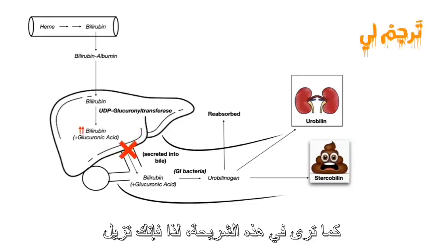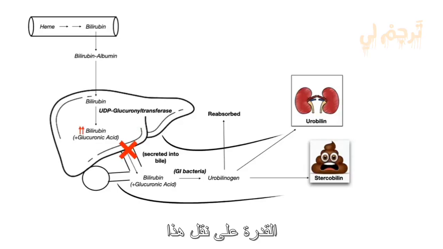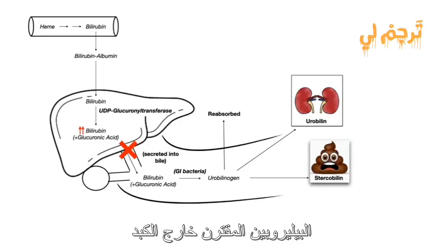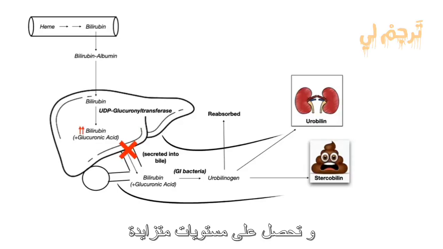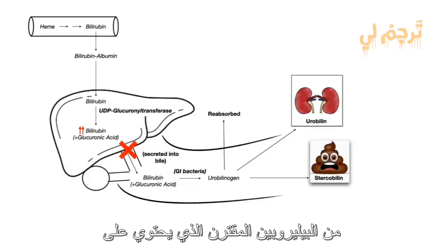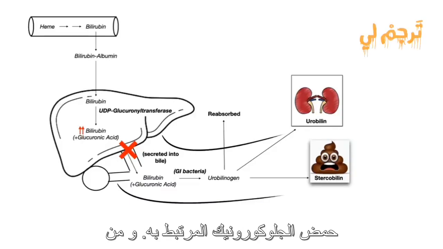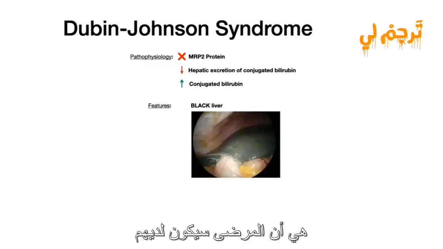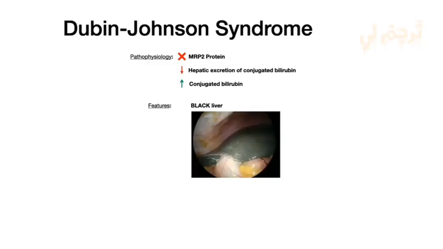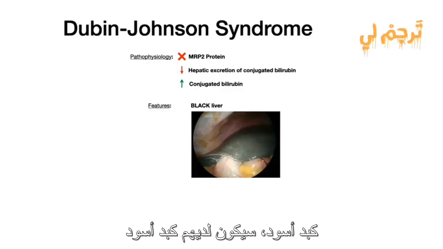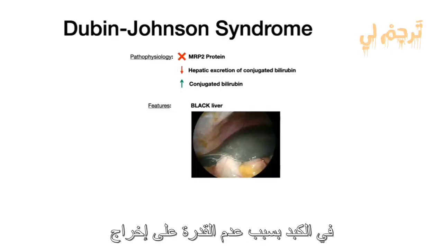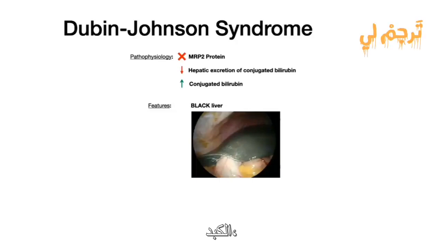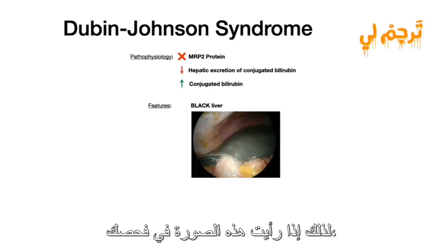So you knock out the ability to shuttle that conjugated bilirubin out of the liver, and you get increased levels of the conjugated bilirubin that has the glucuronic acid attached to it. Now, interestingly, in Dubin-Johnson syndrome, one of the very high yield features is that patients will have a black liver. They will have a black liver, and that's due to the accumulation of a pigment in the liver due to the inability to get that conjugated bilirubin out of the liver. So if you see this picture on your exam, they're talking about Dubin-Johnson syndrome.